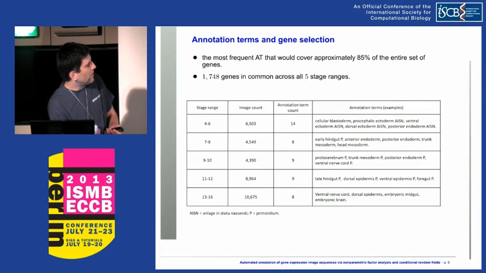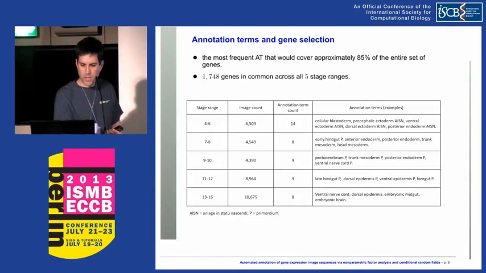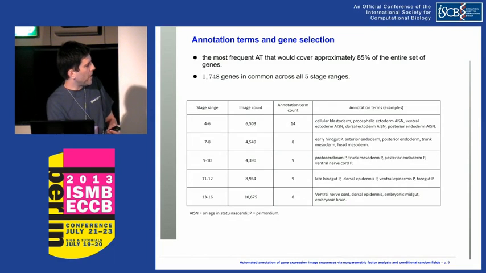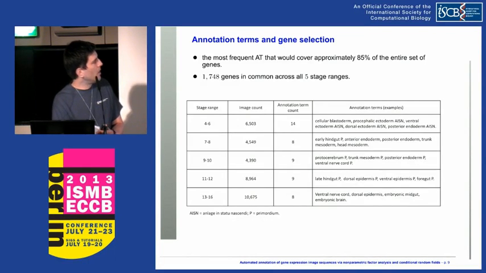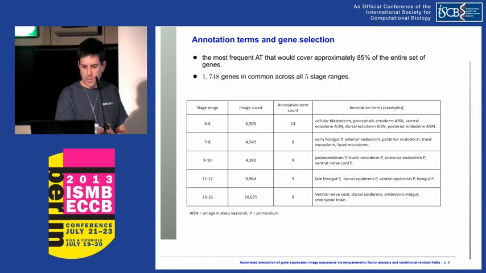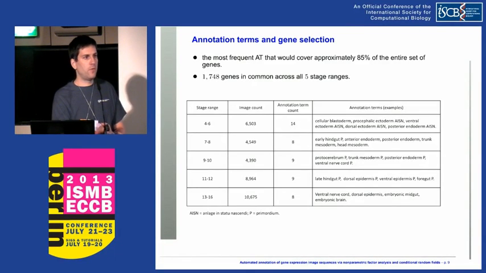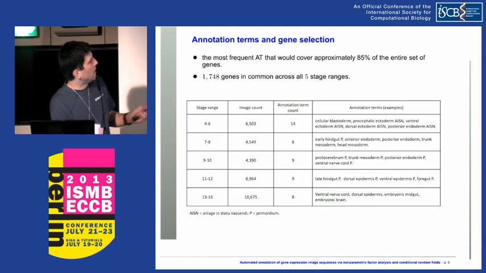Besides those 50-some thousand images, we had to select the annotation terms to run our annotation. As I initially mentioned, there were about 500 annotation terms in FlyBase in this vocabulary, but we didn't really want to run our pipeline through every single annotation term, so we looked only across the most used annotation terms, and we selected the 14 most used annotation terms for stage range 4-6, and as an example 8 for the later stage, just so we would cover about 85% of the genes that we're looking for. And we also looked only across the genes in common of all these 5 stages, which covered about 1,700 genes. And you have the numbers, the new image count, here.